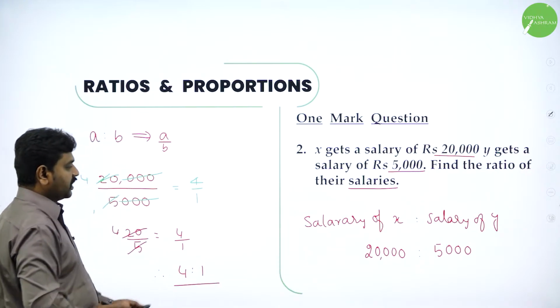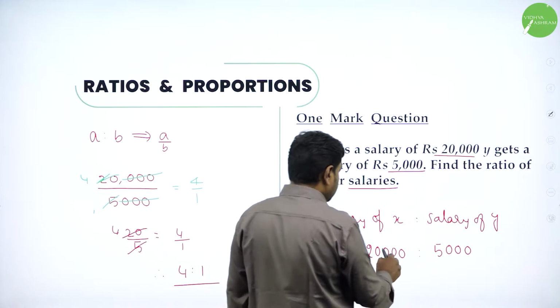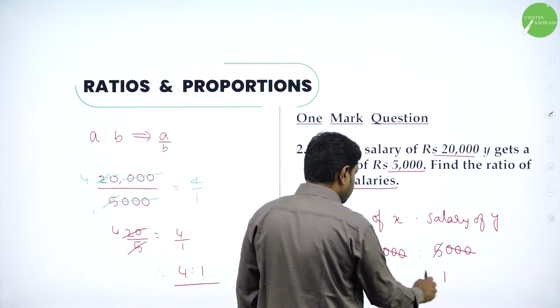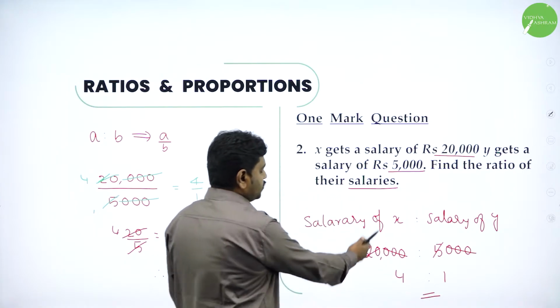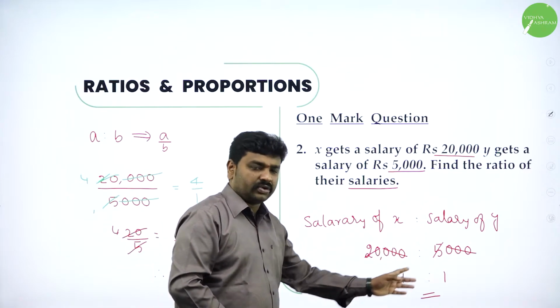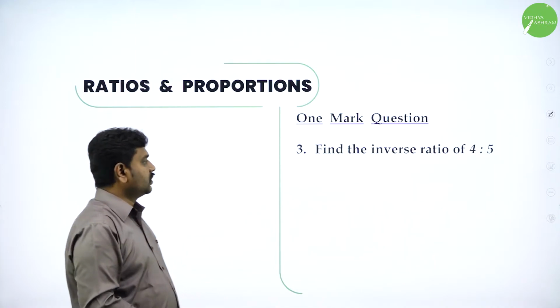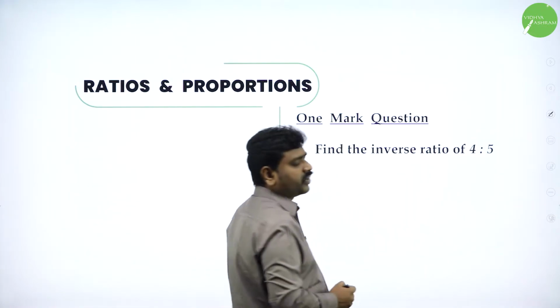You want the ratio of salary? Answer is 4:1. Here only you can divide. So 3 zeros you can cancel, and 5 ones are 5, 5 fours are 20. So answer is 4:1. This is more than sufficient. 20,000 divided by 5,000, if you do 4 by 1, you will get 4:1. 4:1 is the ratio of salaries.